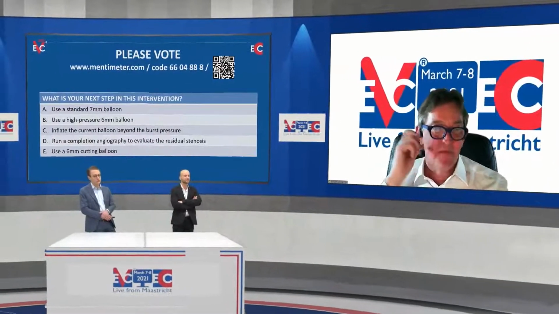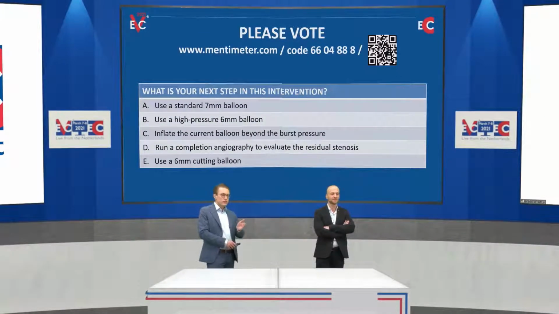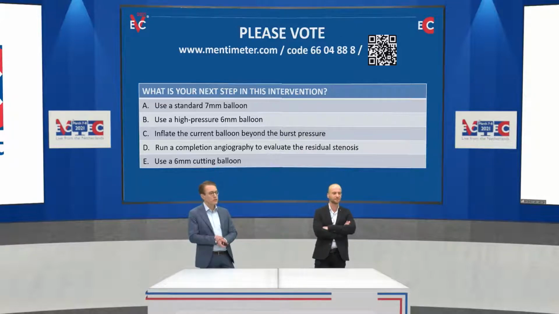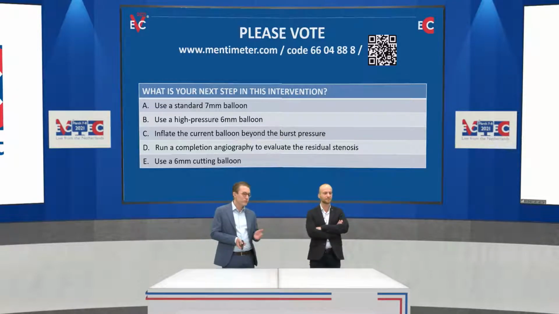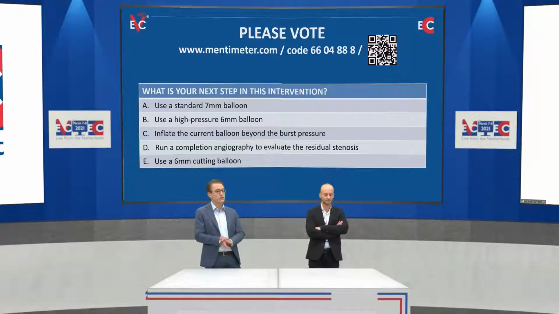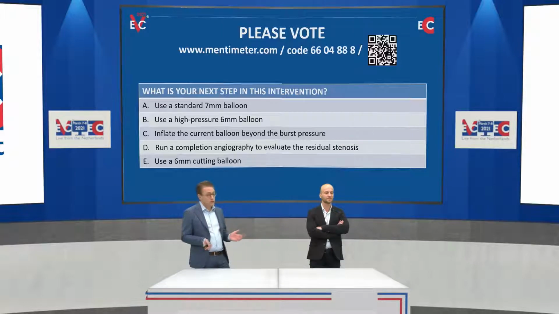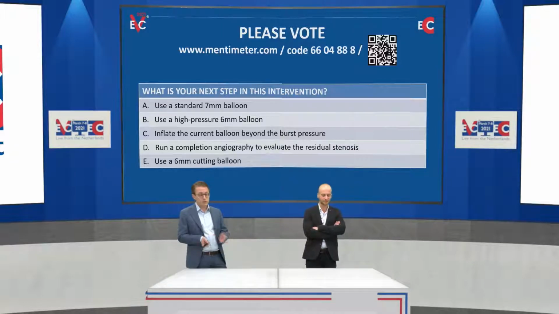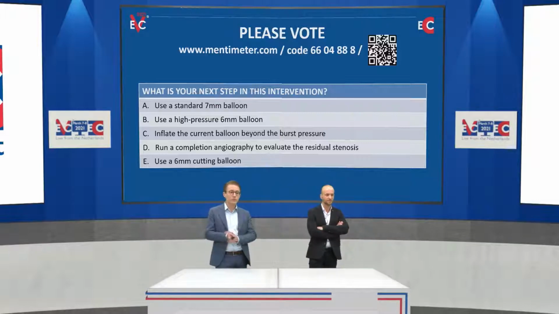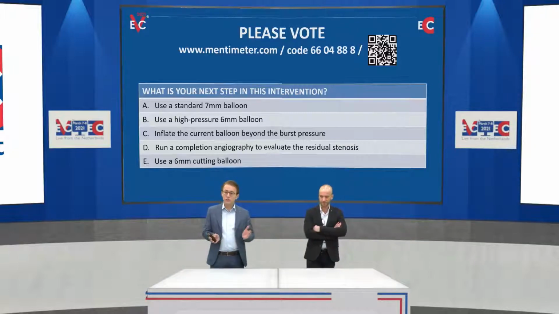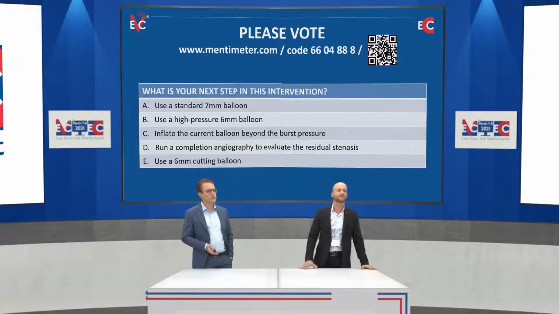So this is time to vote. What would you do? Would you increase the size of the balloon from 6 to 7? There are high pressure balloons in 6 millimeters. Would you use these? You might also inflate the current balloon beyond the burst pressure to get more power. Maybe you could run a completion angiography and just see what effect this balloon had on the problem, and maybe the residual stenosis is fine and we can leave it like this. Or there are also cutting balloons. One might also use that.